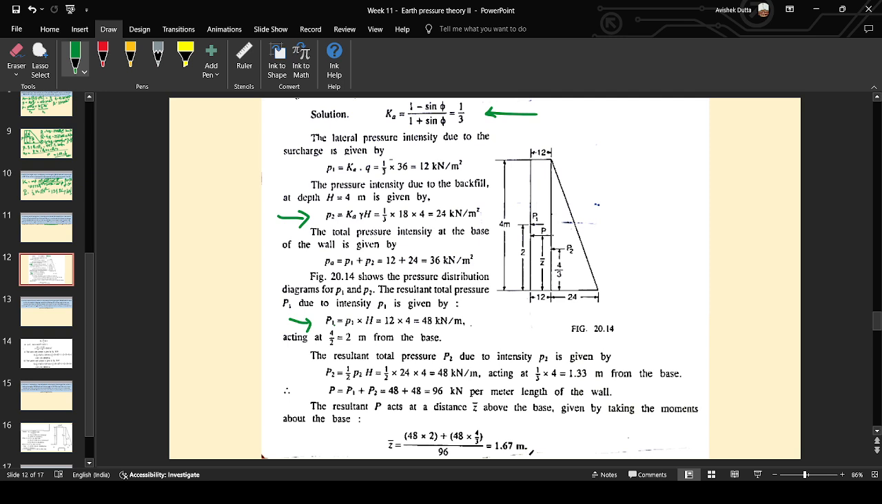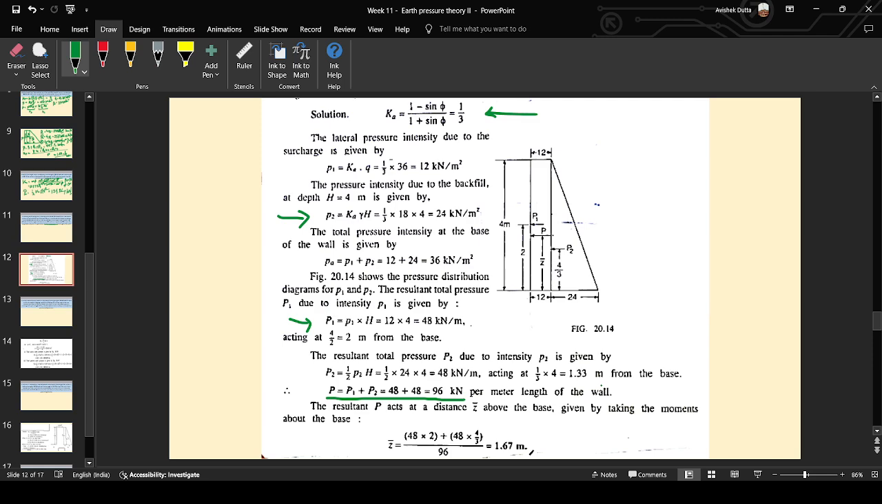Now the resultant pressure will be P1 plus P2, for which P2 equals how much? It is the area of the triangle, half into p2 into h, it's 48, acting at 4 by 3, that is 1.33 from the base. Now adding these two, P1 plus P2, we get the value of P. Total thrust per meter length of the wall is 96 kilonewton.